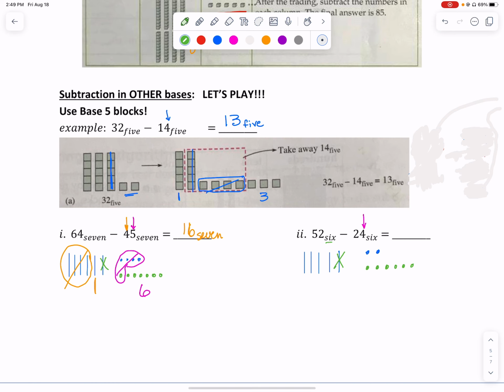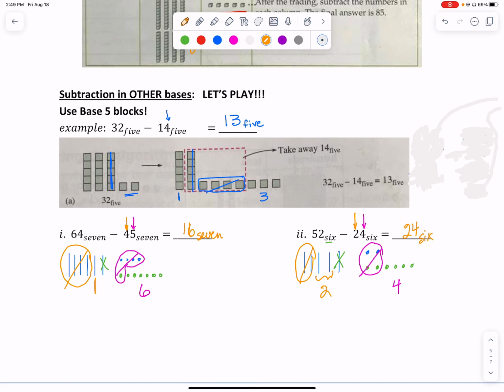6, because we're in base 6, right? So now I can come back and take away my 4. They're gone, and I'm left with 4 of those guys. And then I'm going to come in and take away 2 of these rods. So those are gone, and I'm left with those 2. So my answer is going to be 24 base 6.